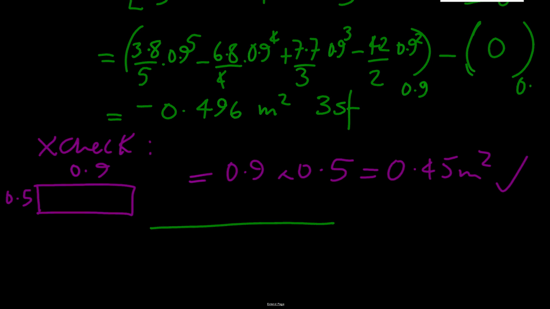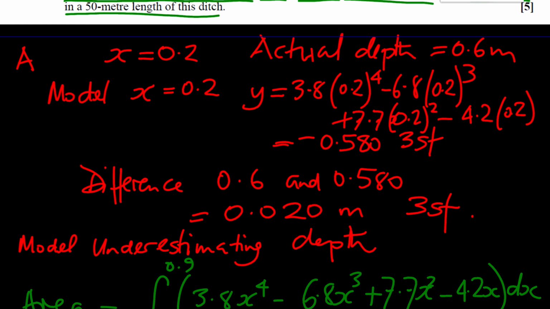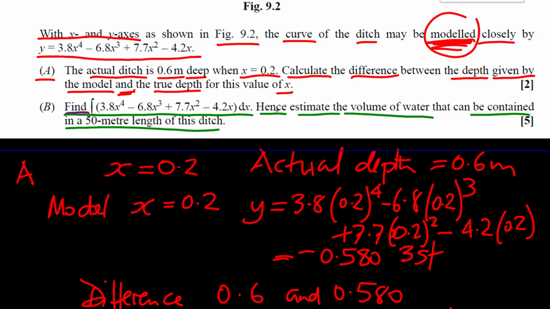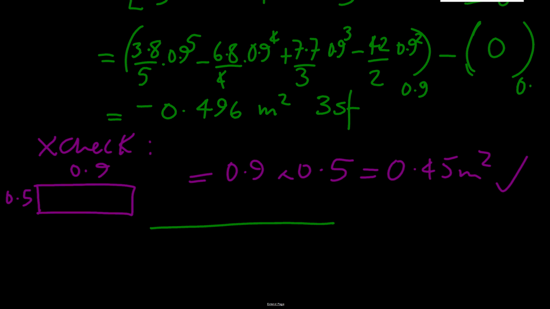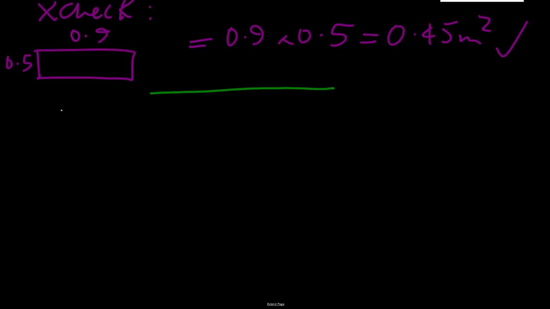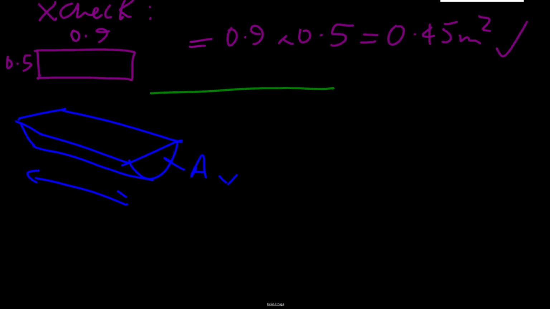Okay, and what was our final part here? The final part they want us to do was, hence estimate the volume of water that can be contained in a 50-meter length of ditch. So what are we doing here? Well, all they've asked us to do in effect is, here's our ditch, we've got our cross-sectional area here, haven't we? We worked that out, and here we're now going to have a length of ditch.